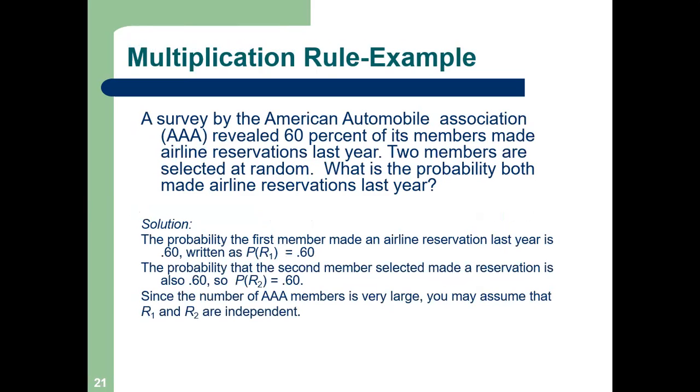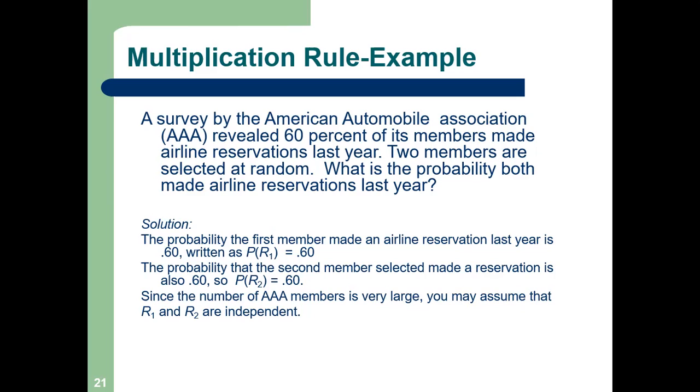Look at this example. This is data related to the American Automobile Association. 60% of its members made an airline reservation last year. Two members are selected at random. What is the probability that both made an airline reservation last year? So we will use the rule of multiplication. The probability that the first member made an airline reservation last year is 0.6. So we denote it as probability of R1 is 0.6.